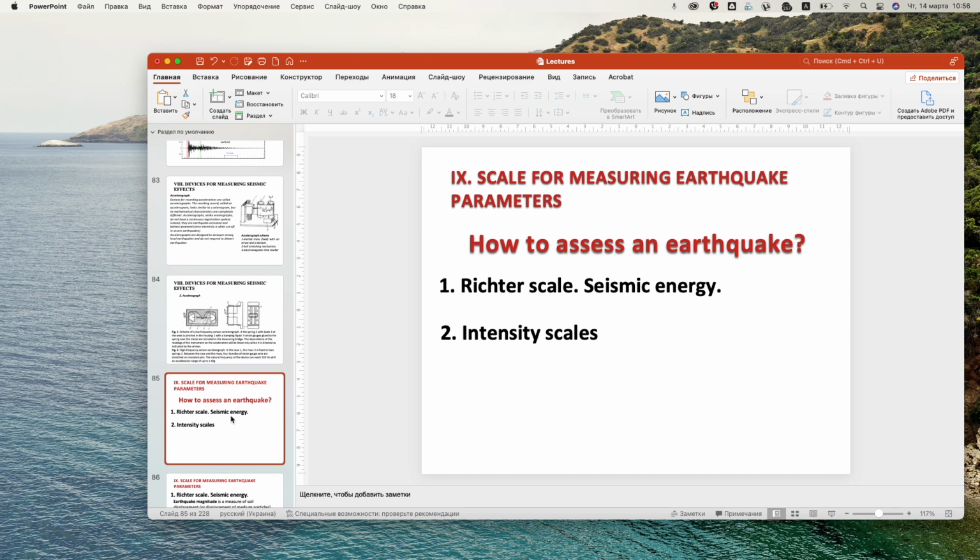And today we'll start another very important topic, how to assess an earthquake. Today we will start from the Richter scale, and later next week we will discuss another type of seismic scale, the intensity scale. So to assess the impact of an earthquake, we have two various parameters or two various scales which help us to define the earthquake, the level of intensity of an earthquake.